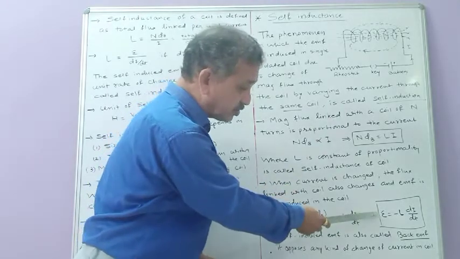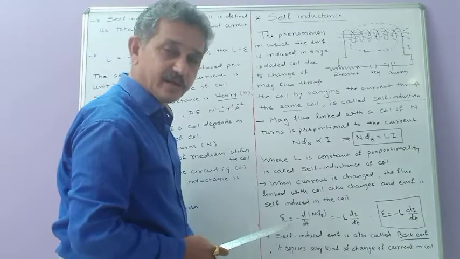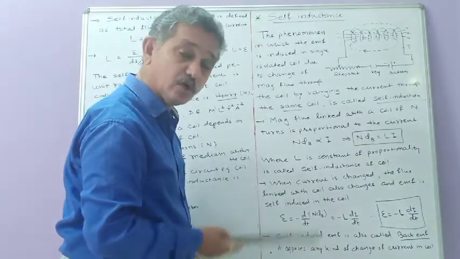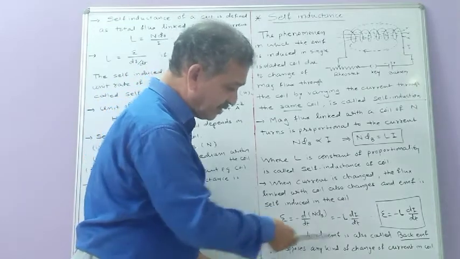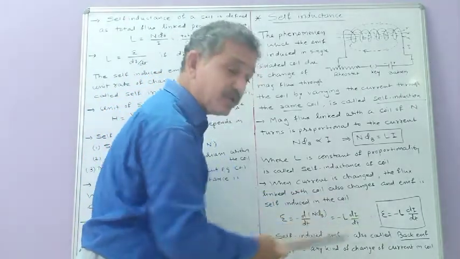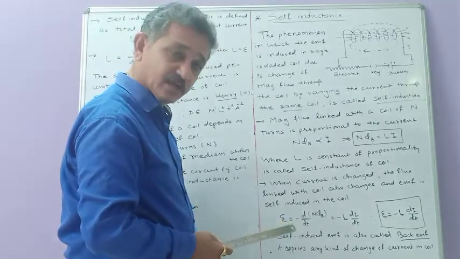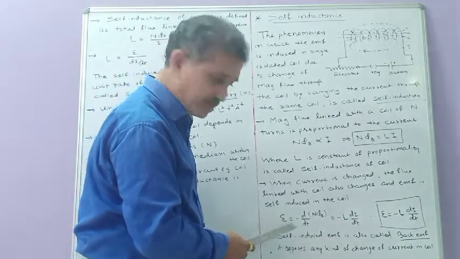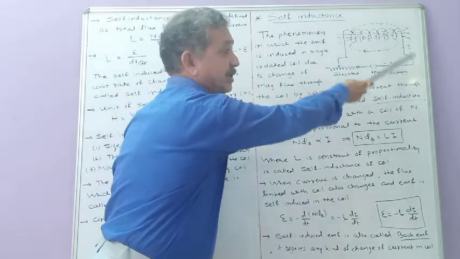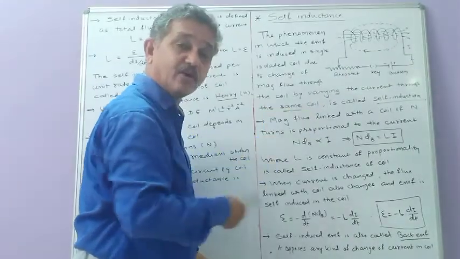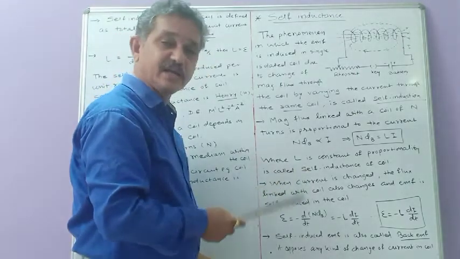So what is the equation of self-induced EMF? It is equal to minus L into di by dt, where the minus sign is due to Lenz's law, and this self-induced EMF is also known as back EMF. Why is it called the back EMF? Because it opposes any kind of change of current, any kind of increase of current or any kind of decrease of current. That's why it is known as back EMF.